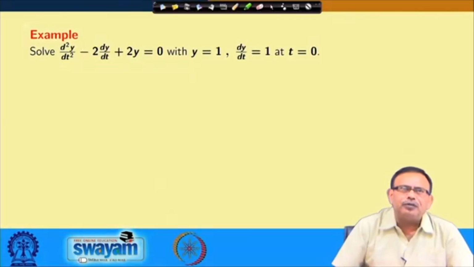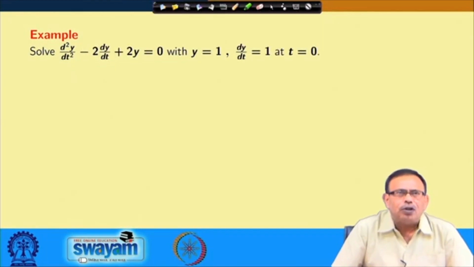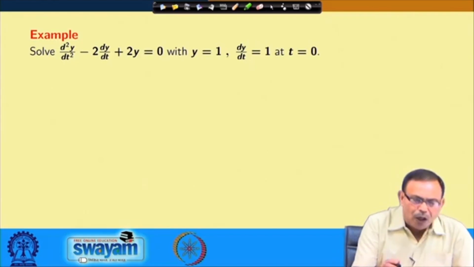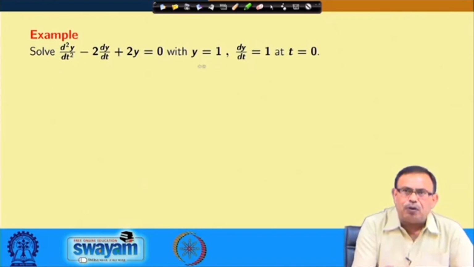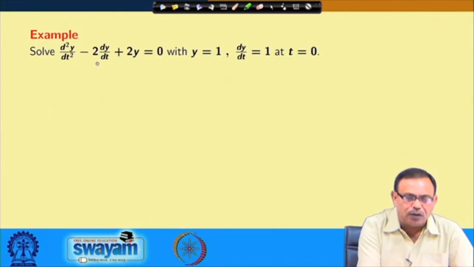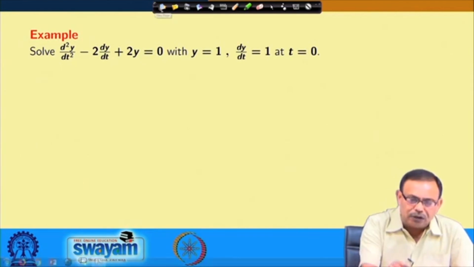Next, another problem: solve d 2y dt square minus twice dy dt plus 2y equals 0 with y equals 1, dy dt equals 1 at t equals 0. So, I will take Laplace transform on both sides of the given ordinary differential equation. I will obtain Laplace transform of y double dash minus twice into Laplace transform of y dash plus 2 into Laplace transform of y equals 0.